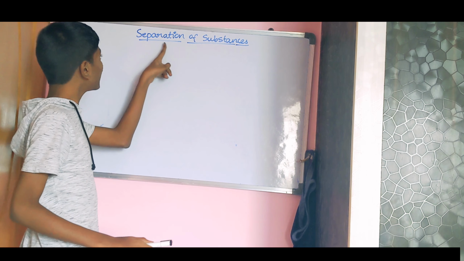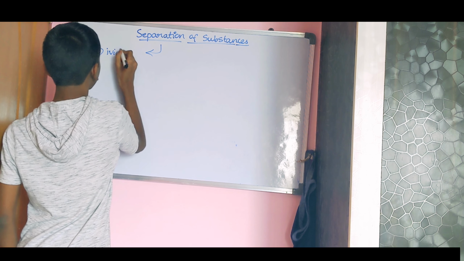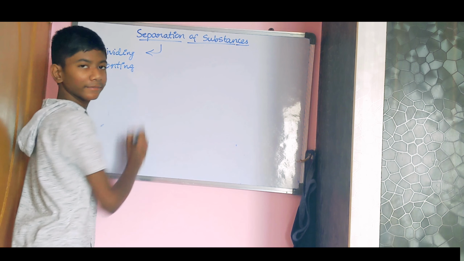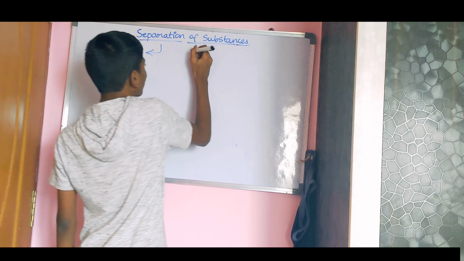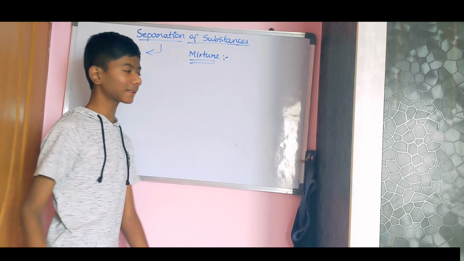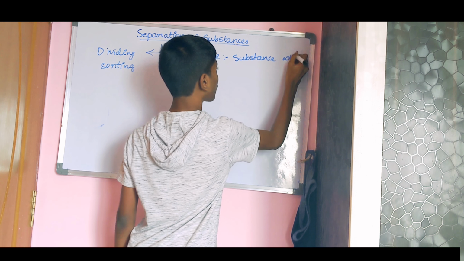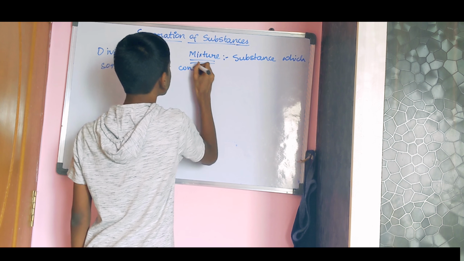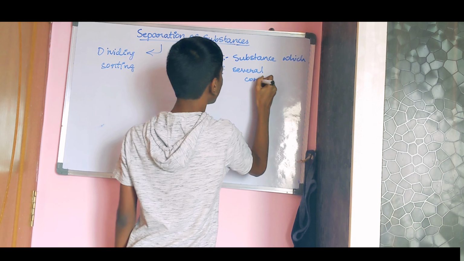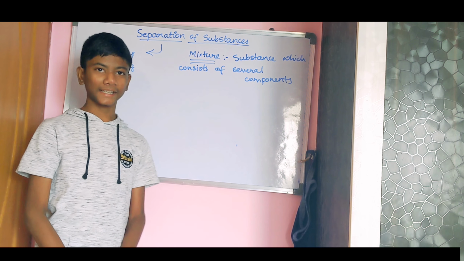So firstly, I will let you know what is separation. Separation is nothing but dividing something or sorting something or arranging them separately. That's about separation. Next one, mixture. The term mixture refers to a substance which consists of several components. That is about mixture. I will give you some examples.